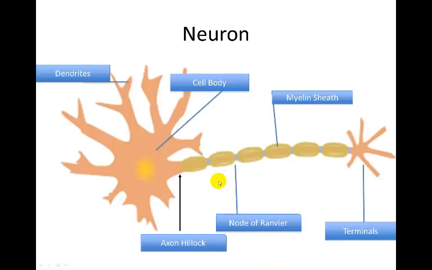But that's why having the nodes of Ranvier is helpful, because you don't need to have an action potential here, here, here, here. It's able to jump from the beginning to this one, to this one, to this one. That makes it go a lot faster.